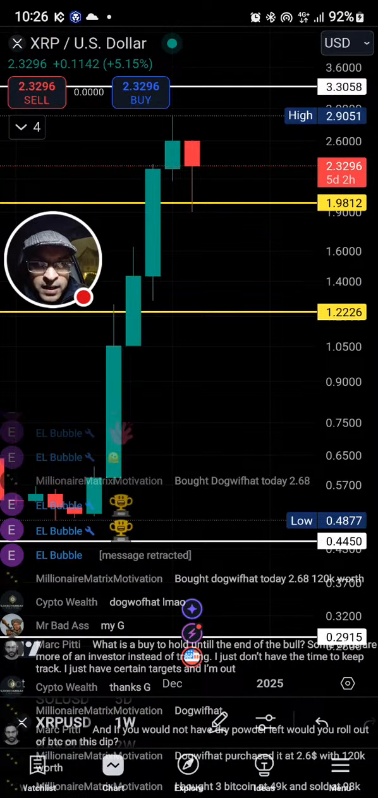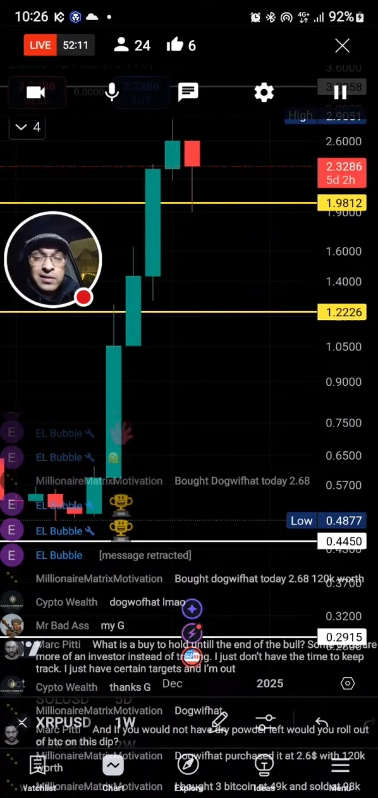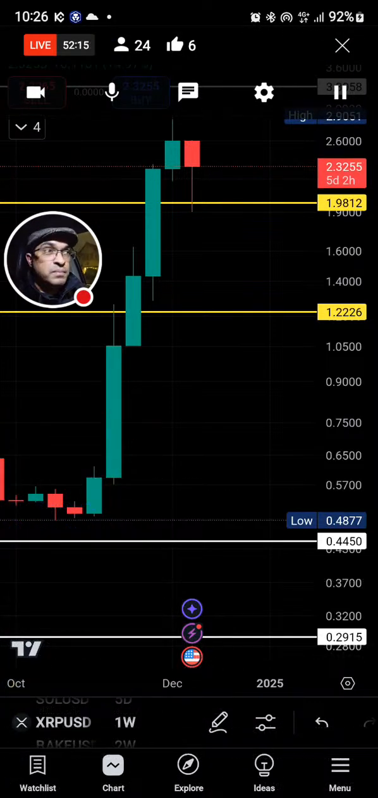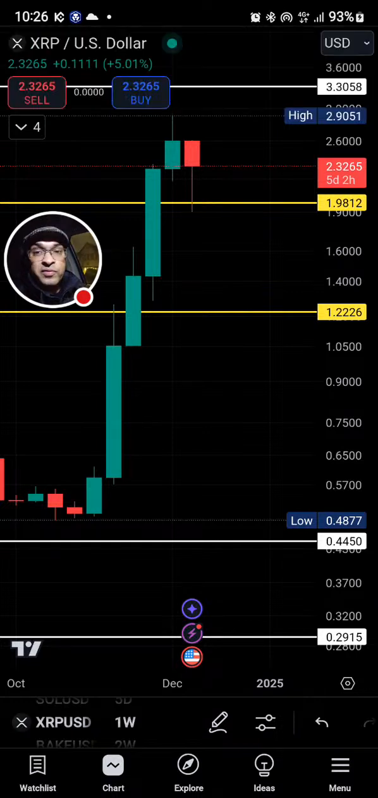Matrix Motivation, millionaire Matrix Modem bought Dog We've Had today at 268. Good luck. Meme coins are great for the hype and the pump as well. When you buy meme coins, do one thing, and you're going to thank me later on. Buy it for fun. If you buy it for fun, you're going to have the most amount of fun.